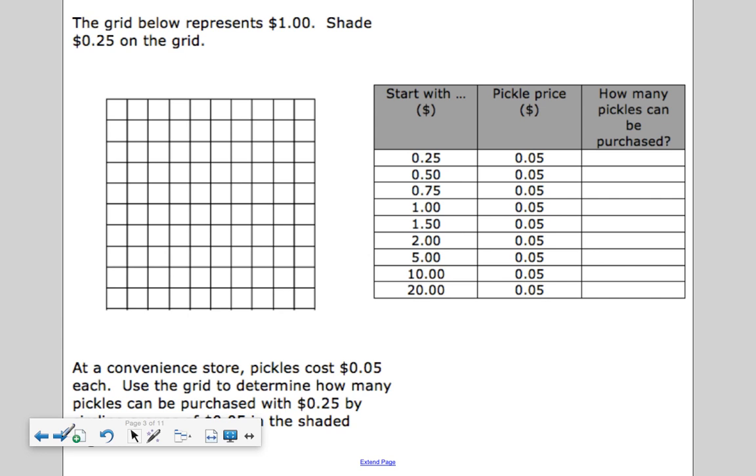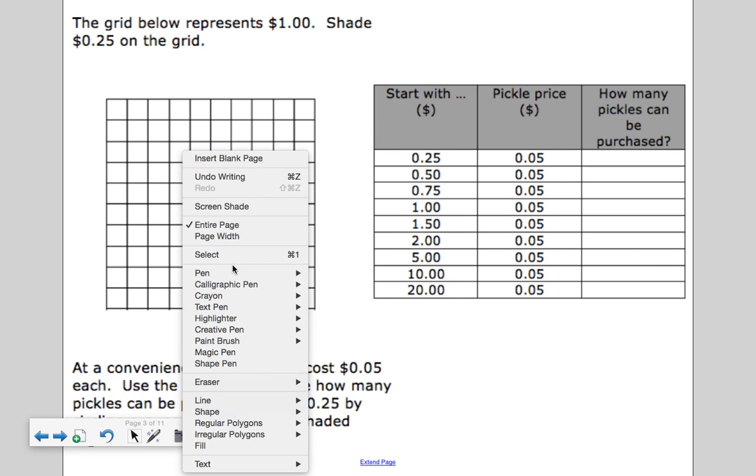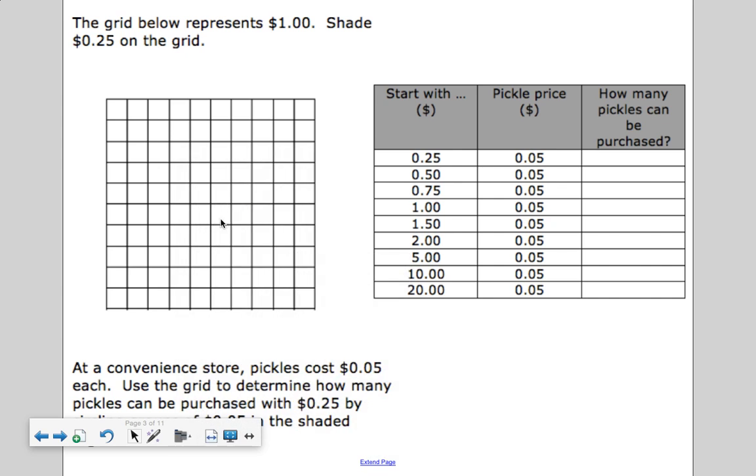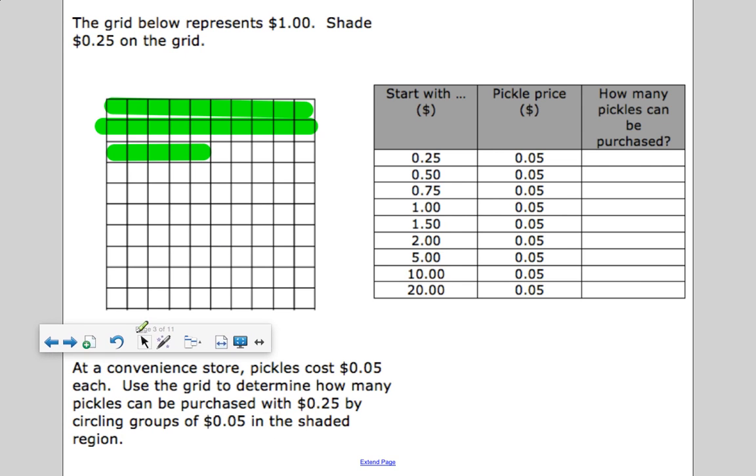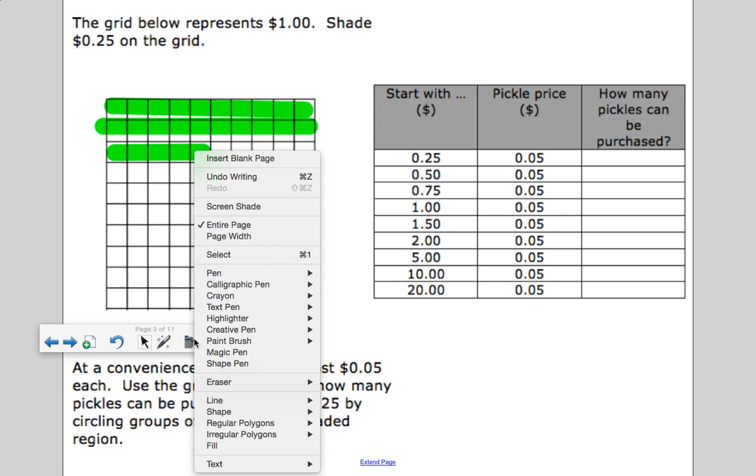So let's continue our lesson over dividing decimals. This grid contains a dollar. Say 25 cents on the grid. 25 cents. At a convenience store, pickles cost 5 cents each. That is cheap. Use the grid to determine how many pickles can be purchased with 25 cents by circling groups of 5s.